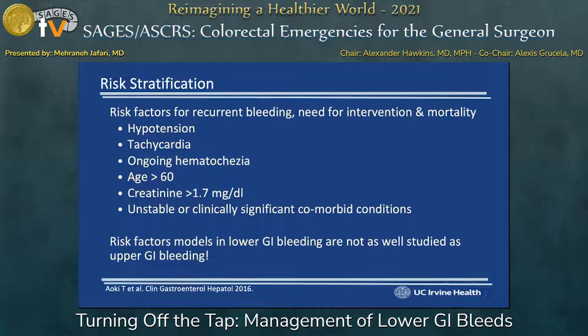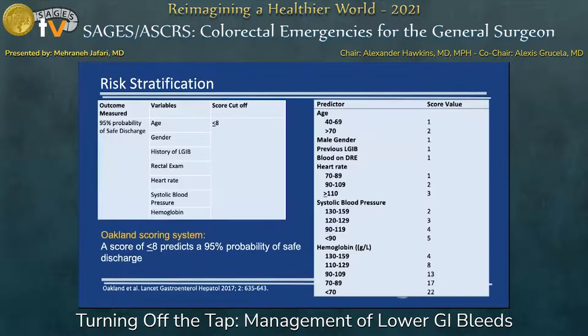You want to use criteria such as hypertension, tachycardia, ongoing bleeding, age greater than 60, higher creatinine, or comorbid conditions; these tend to push you towards potentially admission and further interventions.